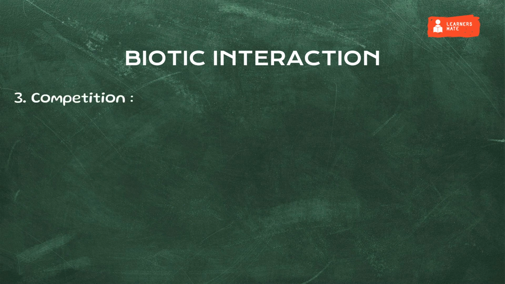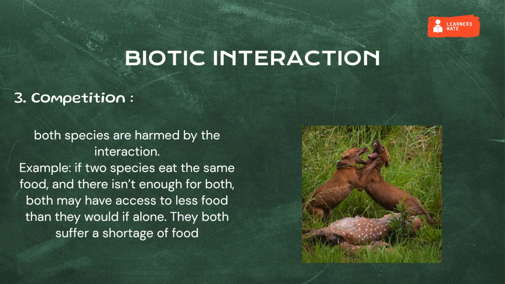The third one, competition. Both species are harmed by the interaction. Example, if two species eat the same food and there isn't enough for both, they may have access to less food than they would alone. They both suffer a shortage of food.